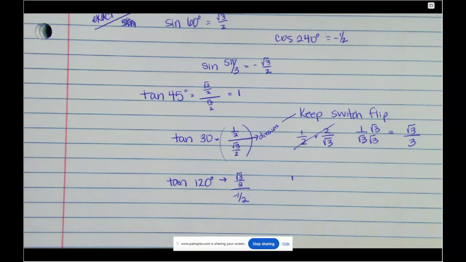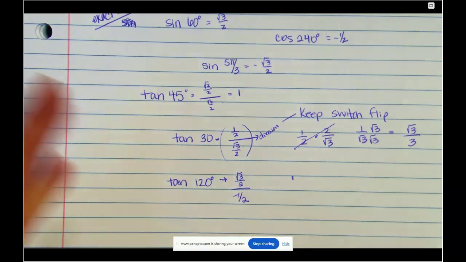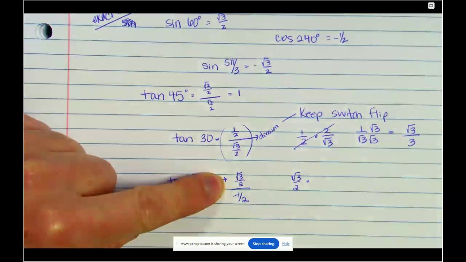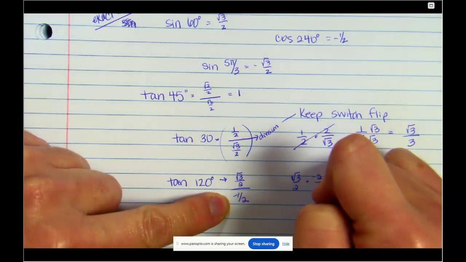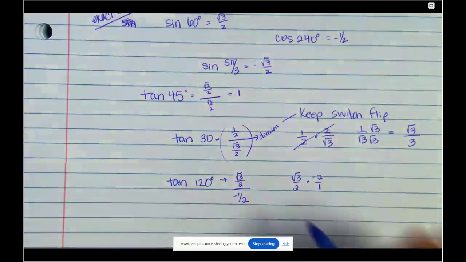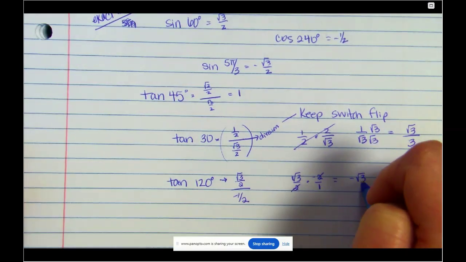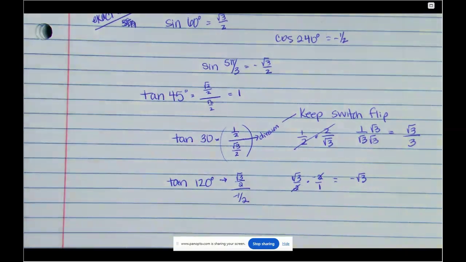Okay, so tangent of 120, his y is square root of 3 over 2, his x is negative 1/2. So y over x: keep the top, switch to multiplication, flip the bottom. You guys, it doesn't matter where the negative is, put it with the 1, put it with the 2. You end up with negative square root of 3 over 1, but you don't need the 1.